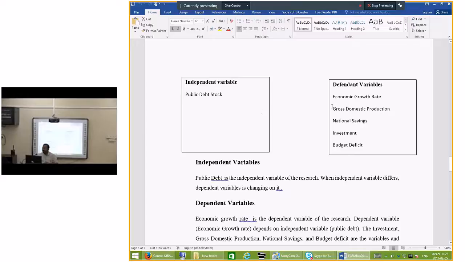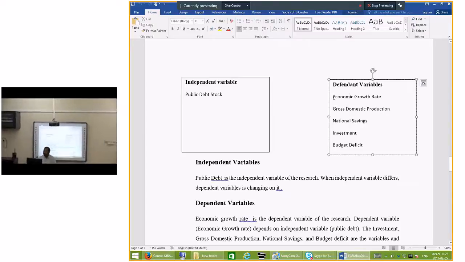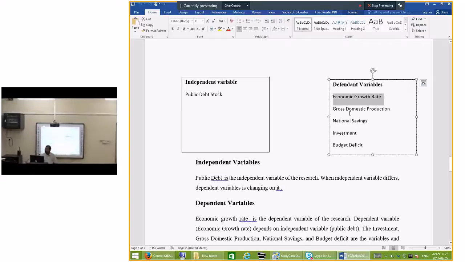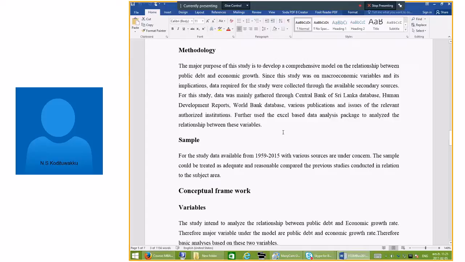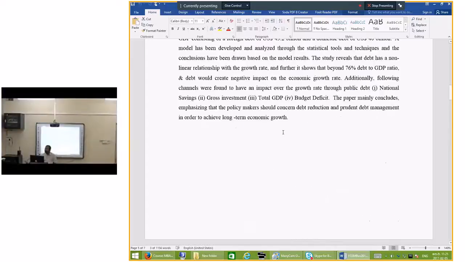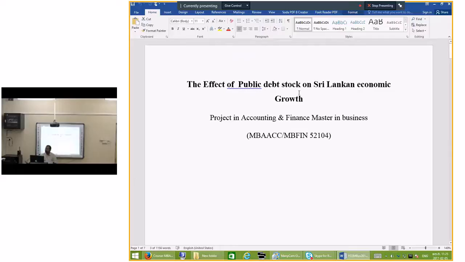Then why in the topic do you use only public debt stock and economic growth rate? But now you take that 1, 2, 3, 4, 5. Sir, because I wanted to study the relationship between the public debt stock and macroeconomic factors. Then your topic should be like that. But your topic says public debt stock and Sri Lankan economic growth. Instead of Sri Lankan economic growth, you may change this one.